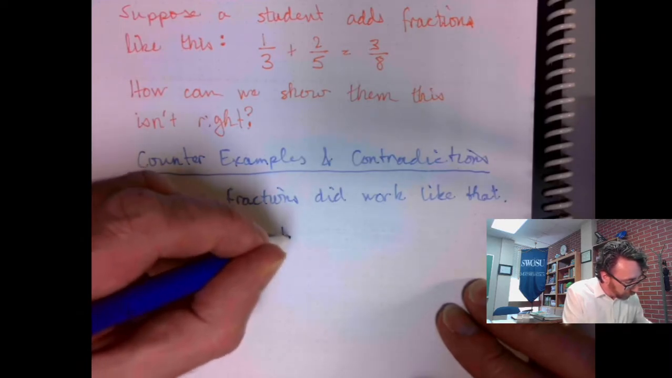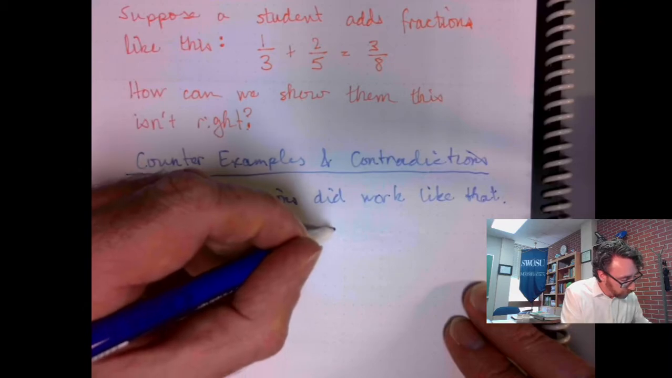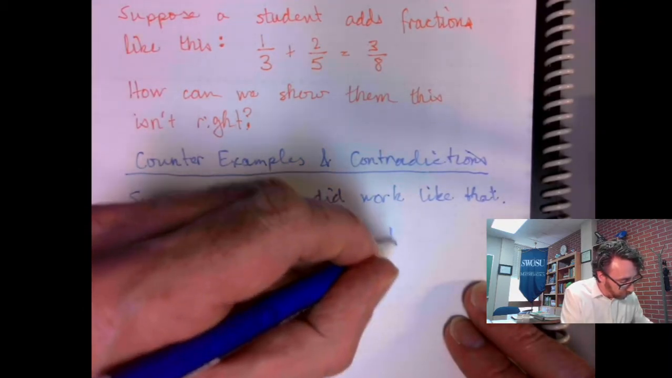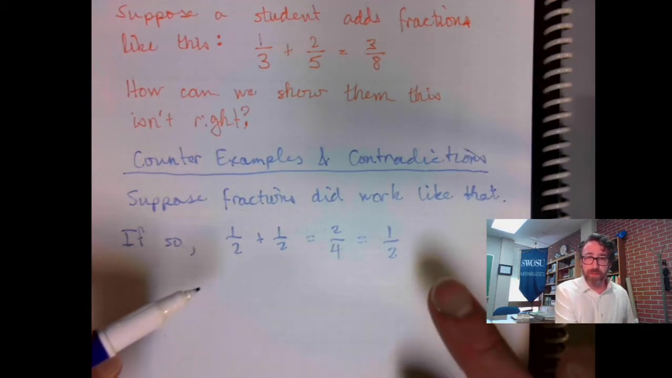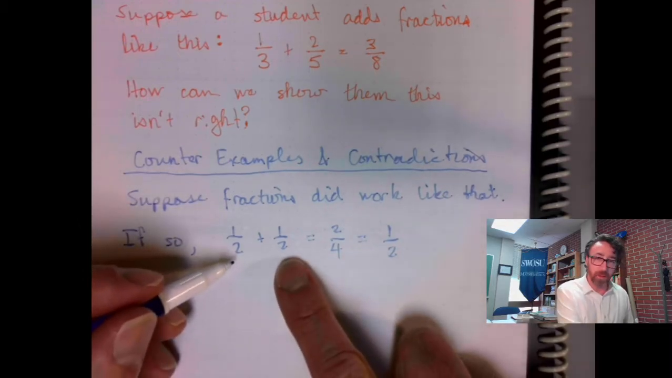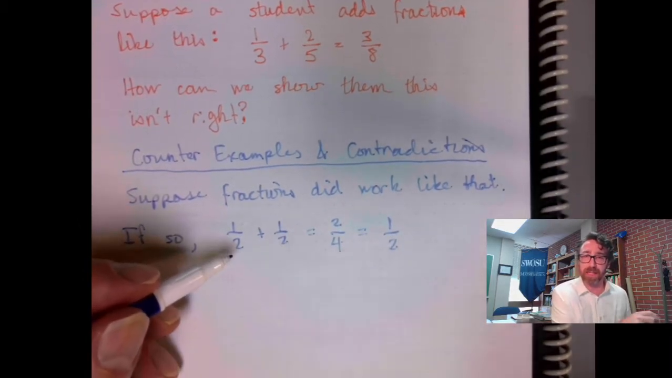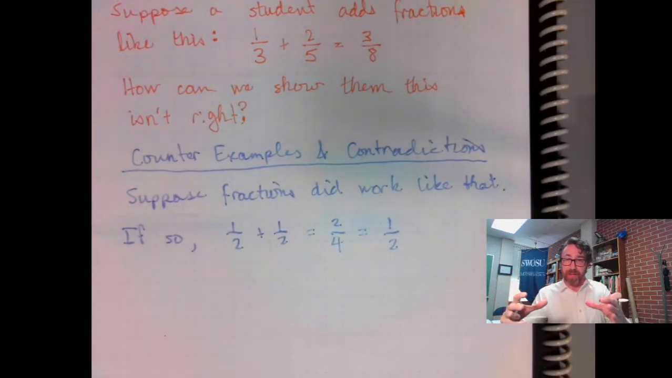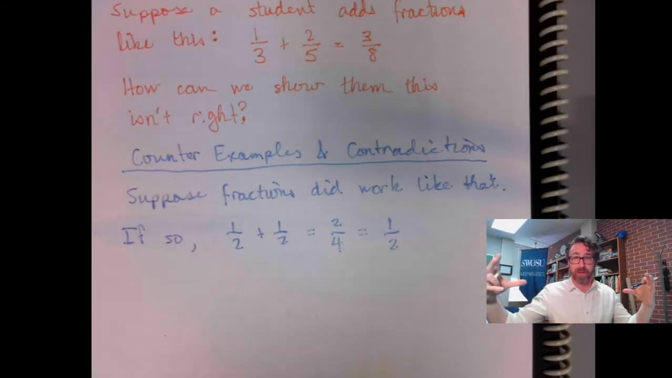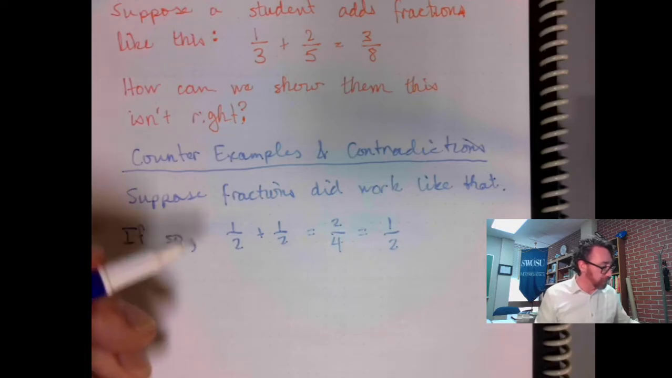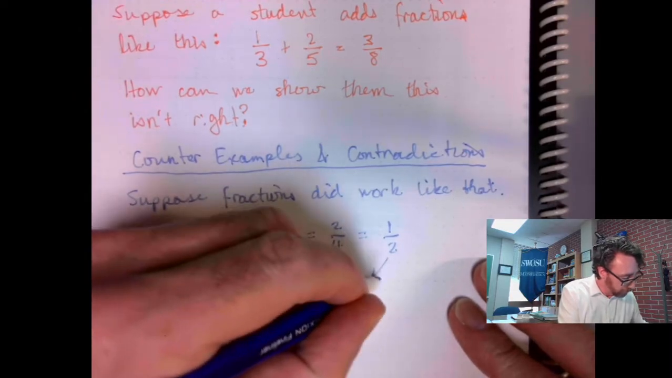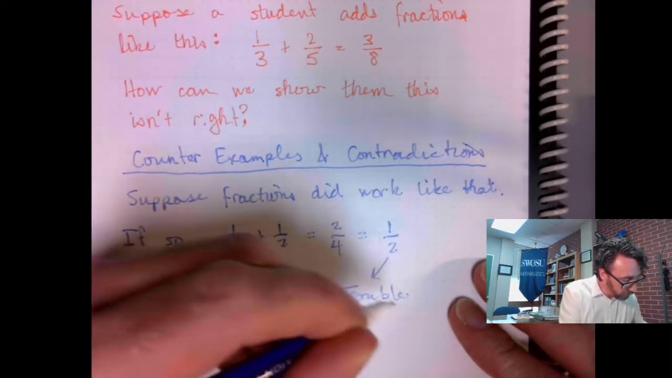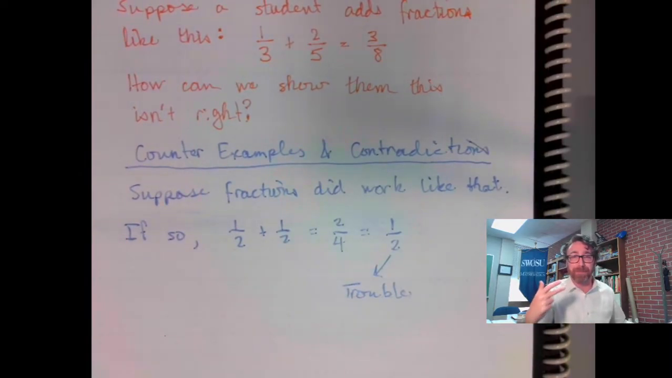then 1/2 plus 1/2 would be 2/4, or 1/2. Okay, now this is trouble here because I know from just everyday experience that if I have half of something and then I have another half, I would have a whole of whatever I'm talking about. If I have half a cookie and another half a cookie, that's equal to a whole cookie. But this is saying that I still only have half a cookie. So that's a contradiction. That's a situation that we know can't be true.